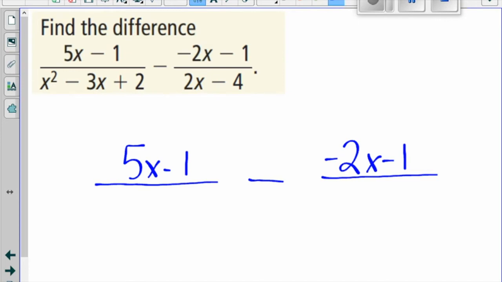Now we look at x squared minus 3x plus 2. We will have two sets of parentheses.